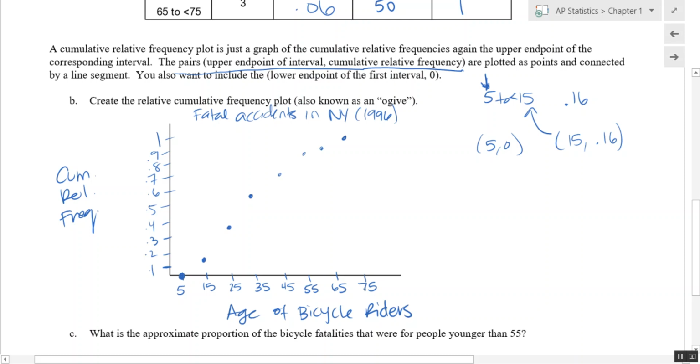Okay, and then our directions say you're going to connect them by line segments. So they don't have to be a smooth curve. It's fine if they're straight line segments. Okay, so that's how you would draw this graph.